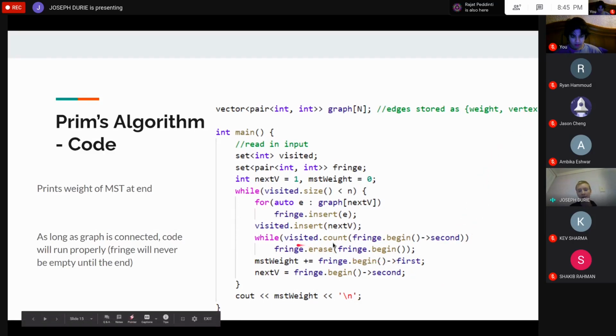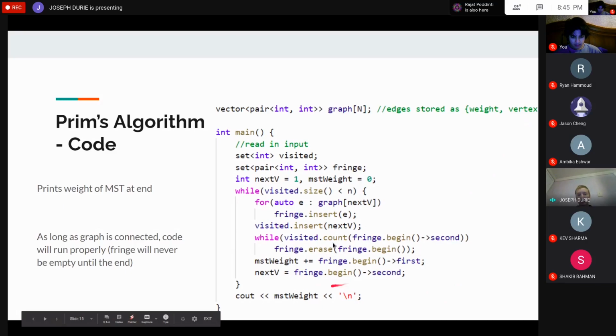So while visited.count of that vertex, so while the vertex for your smallest red to gray edge is red, that means this is not really a red to gray edge, right? Because that means the one on the other side is visited too. So we want to remove that from our fringe. While your smallest edge is a red to red, we remove that. And now if we look at the smallest edge, fringe.begin(), that's going to be your smallest red to gray edge. So we want to take that edge into our minimum spanning tree. We add the weight into our MST weight and mark our next vertex as that vertex.